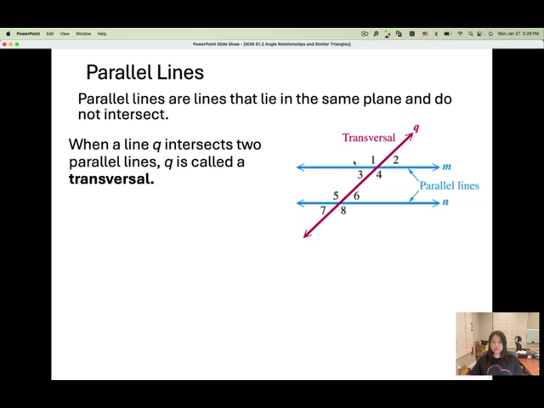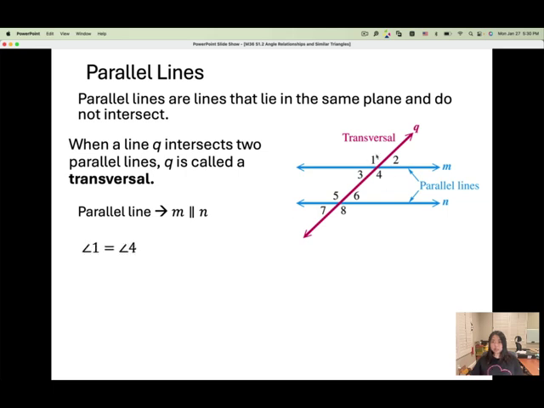When we have two parallel lines, M and N, and a line Q intersects the two parallel lines, Q is called a transversal. Okay, transversal here. Parallel lines, we could write it down: M is parallel to N. This is the notation for parallel.